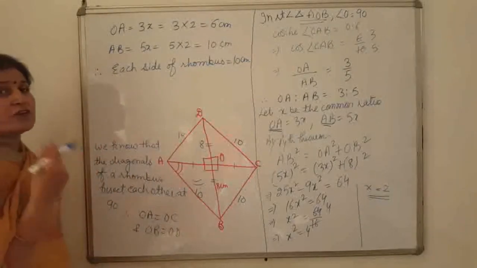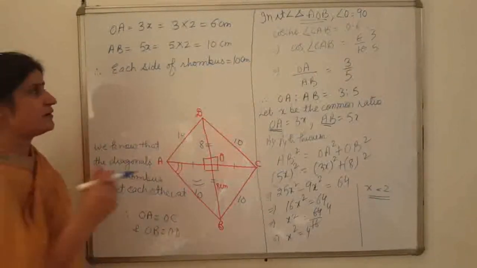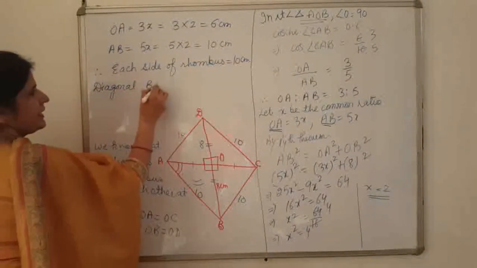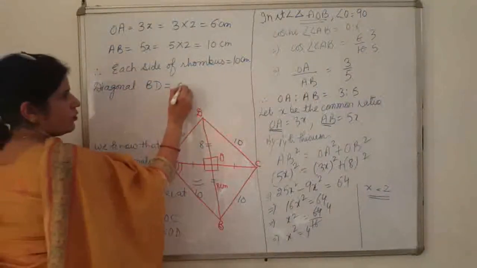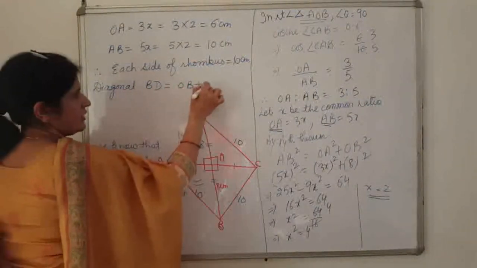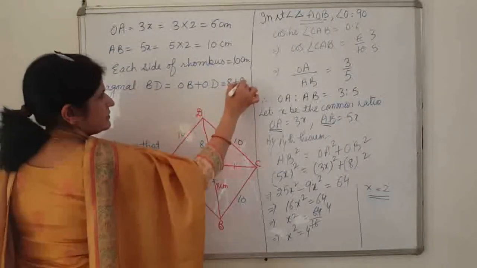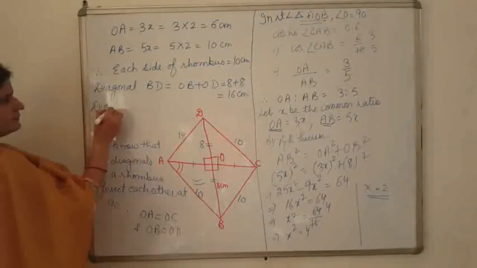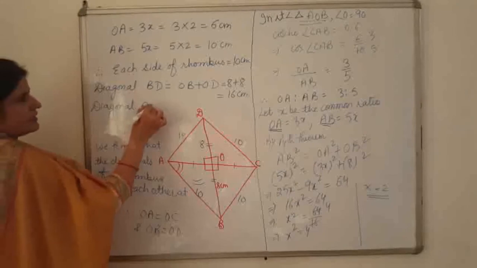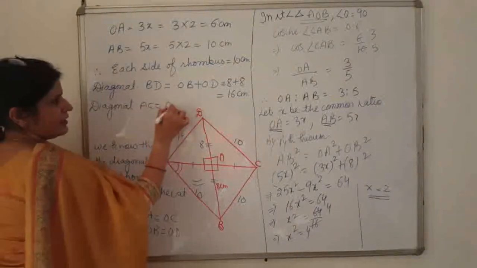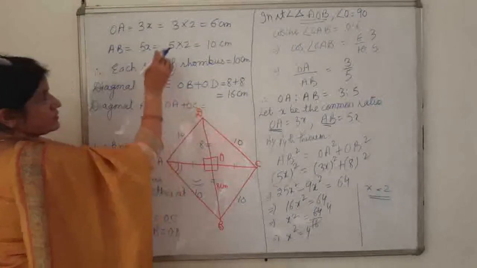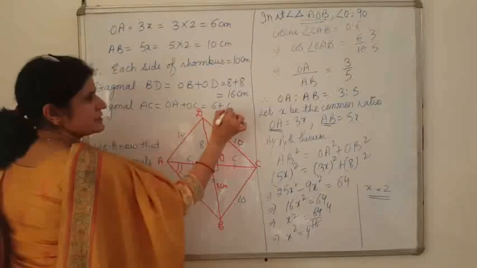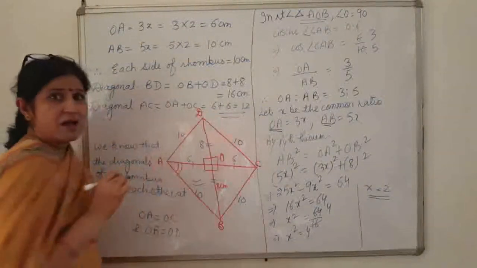Okay. So what more we have to find? We have to find diagonals. So diagonal BD is equal to OB plus OD, means 8 plus 8, 16 centimeter. Another diagonal AC equals OA plus OC. What is OA? 6. So OC will be also 6. So 6 plus 6, 12. So this is the answer.